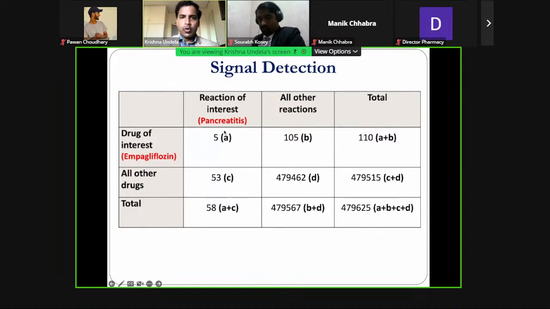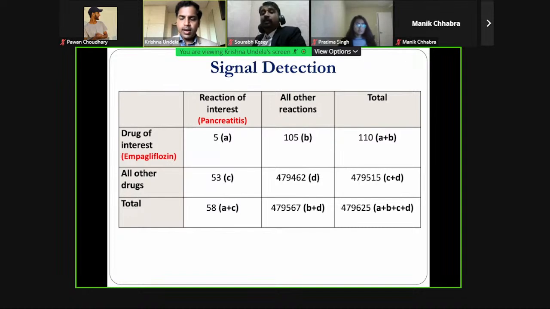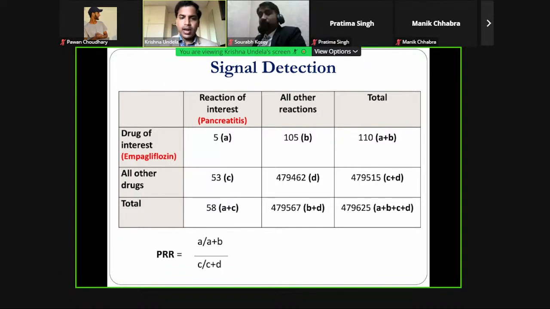Like we are going to be given the coding A, B, C, and D, and this one is A plus B, and this one is C plus D. We are going to be given some coding, and from this we are going to calculate, by using very simple formulas, the PRR and ROR. Very simple formulas you can easily remember.